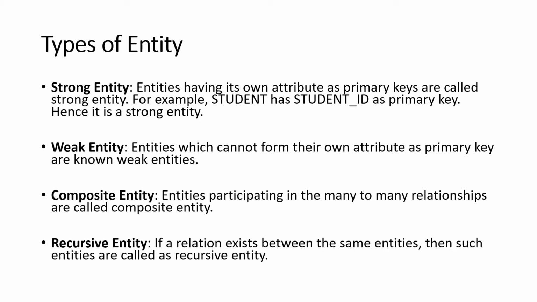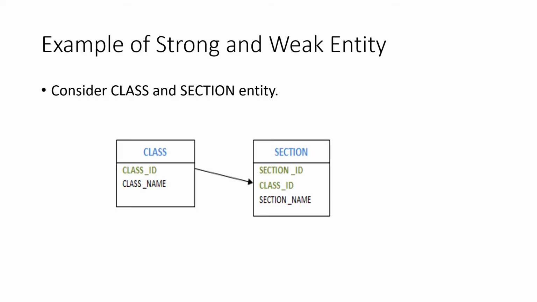Then we come to composite entity. If entities are participating in a many to many relationship, then we call it composite entity. Then recursive entity. If a relation exists between the same entities, then such entities are called recursive.